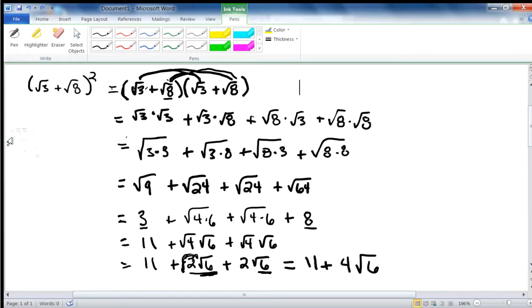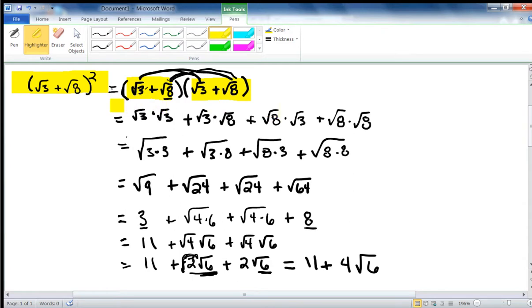It's page 68, number 81. We started with the square root of 3 plus the square root of 8, squared. So what that means is we're going to do the square root of 3 plus the square root of 8 times the square root of 3 plus the square root of 8.